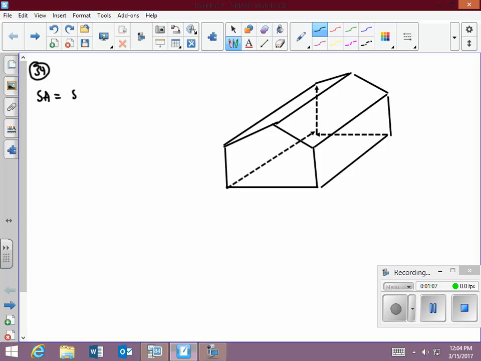So the surface area is going to be the surface area of, I guess, the gable end plus the surface area of the sides of the prism, less the base.